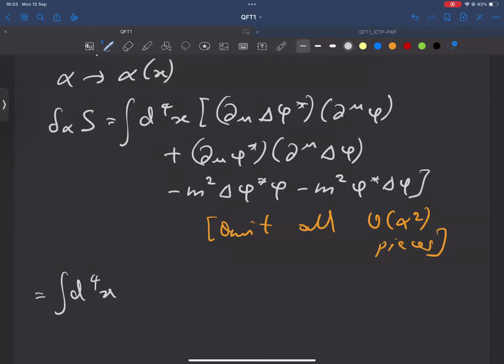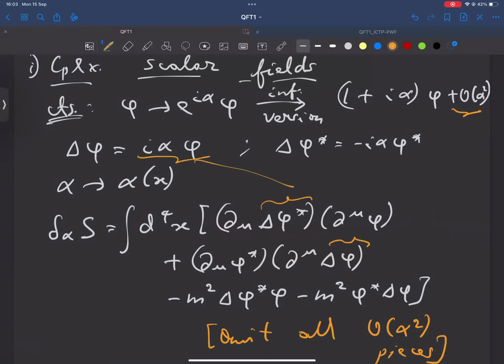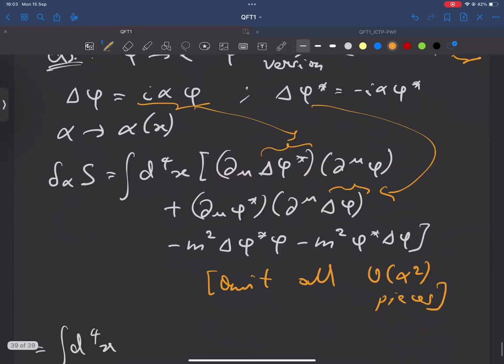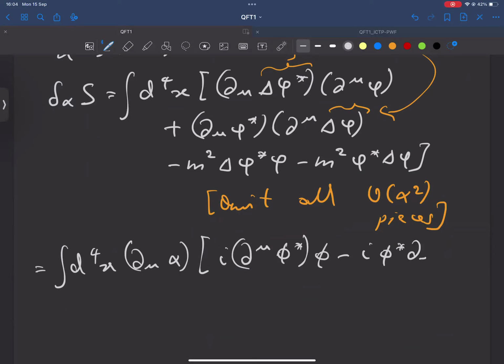So now if you do this, you substitute here in these deltas, these equations. So this goes here and this goes here. And if you do that, you end up with something like this. Del mu alpha, i del mu phi star phi minus i phi star del mu phi. Okay.